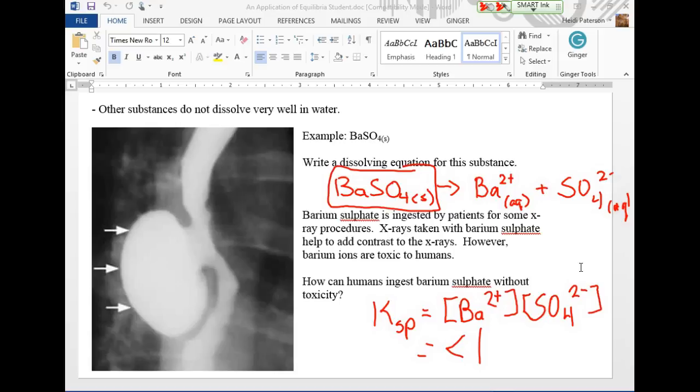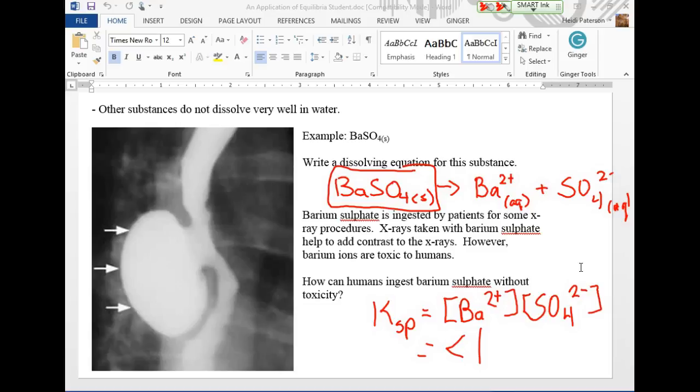Has anybody ever had to go for this type of a procedure? It's called a contrast X-ray. You have to drink a chalky fluid. I did. That's right. It doesn't taste very pleasant. Basically, if you want to see what it tastes like, mash up chalk, mix it with water, and drink that.